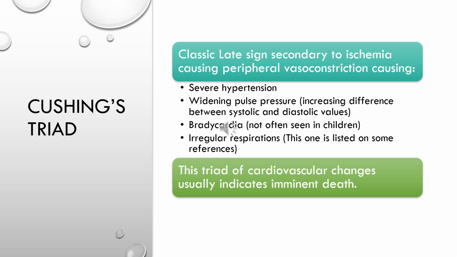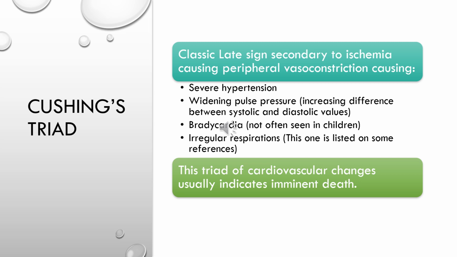And this typically happens because if you think of your herniation occurring, and I've already told you that, when that brain starts to come down, it puts pressure on the vagus nerve, and that vagus nerve helps to innervate or regulate that heartbeat. So that can cause that bradycardia. It does say in here that the bradycardia is not often seen in children, but these three things comprise this Cushing's triad.